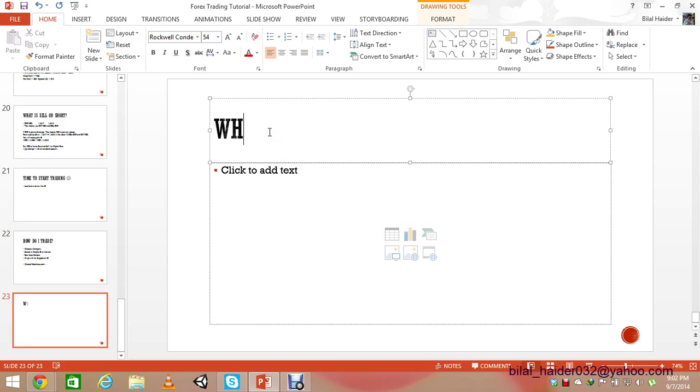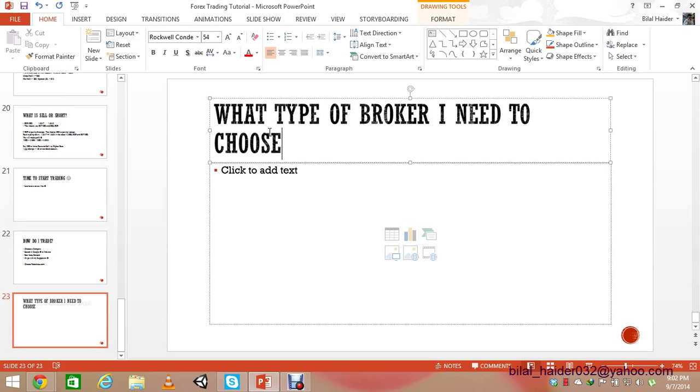So what type of broker do I need to choose? When you're choosing a forex company which is offering you the trading services, you need to consider something, the things I'm about to write in here. The first thing is, it is not scamming. It's not a fraud.